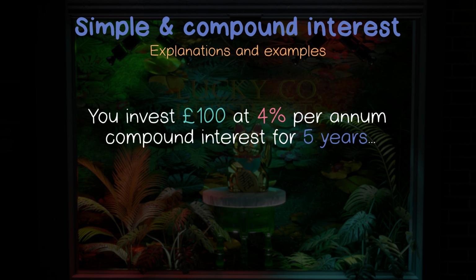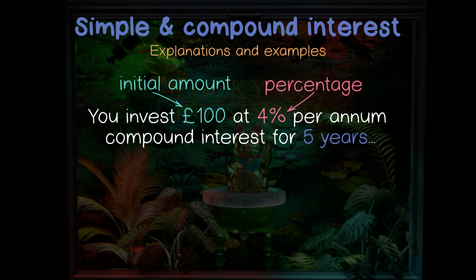The second type of interest that we're going to learn about is compound interest. With this type of interest, you have your initial amount, 100, at a set interest, 4% per annum, meaning per year, and for a set time period, and here that's 5 years. What this means is that every year our investment goes up by 4%, but that new amount gets reinvested with that new 4% included, and this continues year after year.